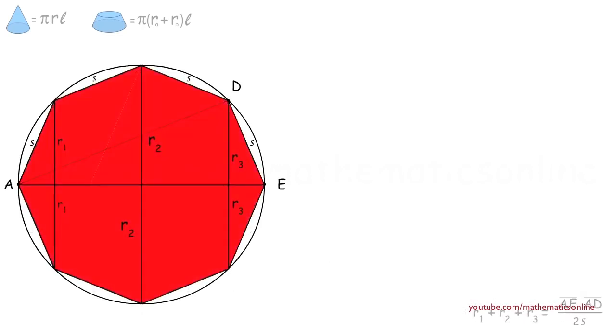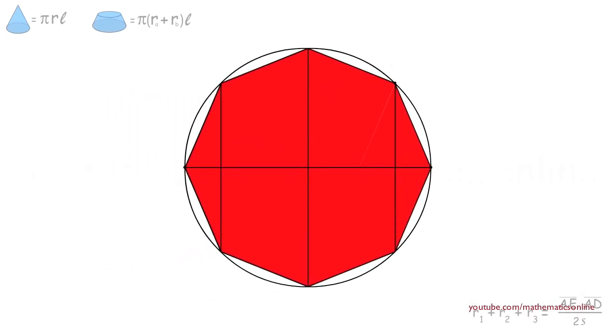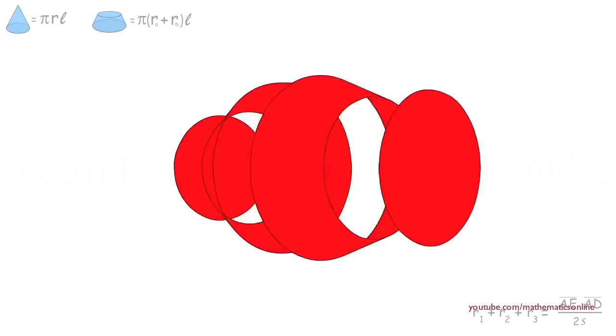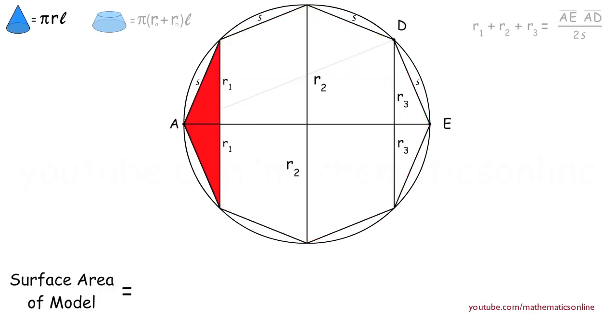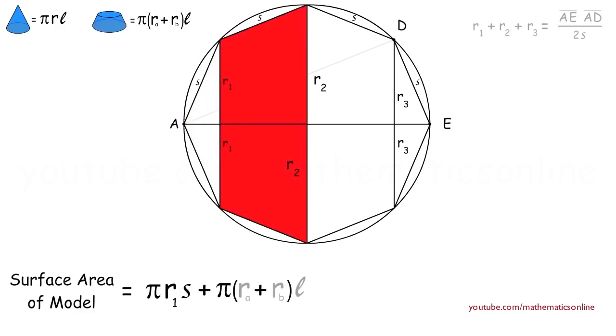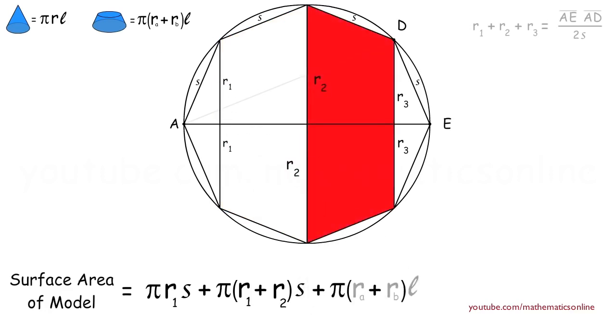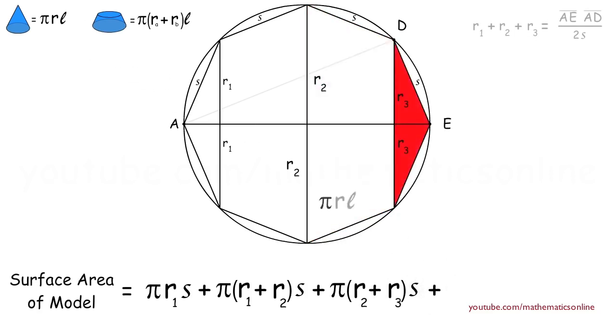We can now begin to find the surface area of the model by finding the surface area of the cones and frustrums without their bases. So the surface area of the model is equal to the surface area of the first cone, which is pi times R1 times s, plus the surface area of the first frustrum, which is pi times R1 plus R2 times s, plus the surface area of the second frustrum, which is pi times R2 plus R3 times s, plus the surface area of the second cone, which is pi times R3 times s.